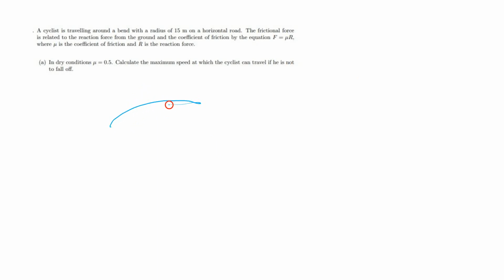So you have a cyclist that is moving around here. Let's imagine that you have a bicycle, and you have a cyclist on the bicycle. I don't know how to ride a bike. So he's going this way, and he's going around some bend that has a radius of 15 meters. We're saying that there's a centripetal force, and that centripetal force that is causing him to move in this case is the frictional force. So we just highlighted a while ago that F, our frictional force, is equal to mu times R.